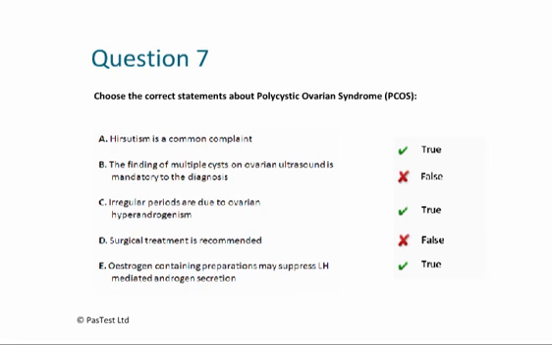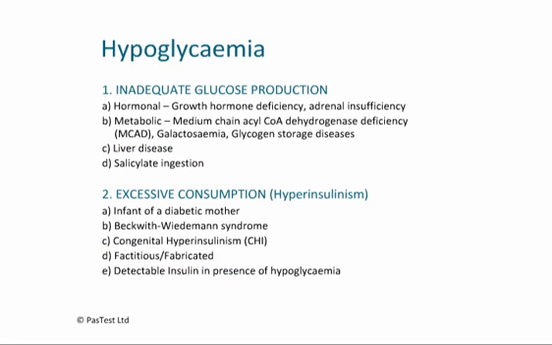Let us now examine excess insulin causing hypoglycemia. There are several causes of hypoglycemia apart from hyperinsulinism. These may be metabolic, such as medium-chain acyl-CoA dehydrogenase deficiency, galactosemia or glycogen storage disorders. Rarely, you may have growth hormone deficiency or adrenal insufficiency presenting earlier in life with hypoglycemia. If you have detectable insulin in the presence of hypoglycemia, the likely diagnosis is congenital hyperinsulinism.